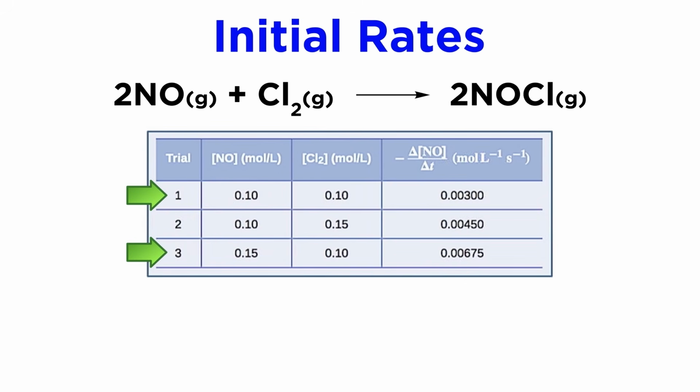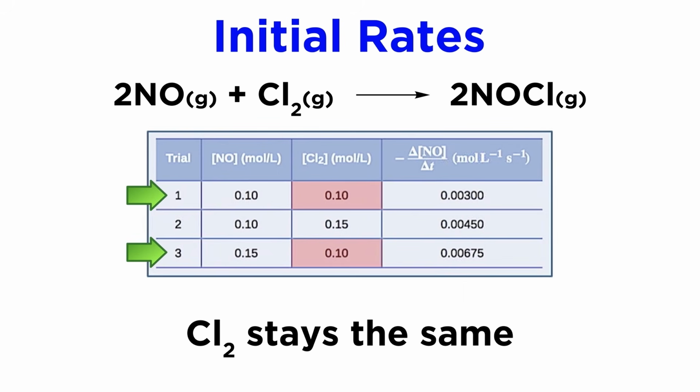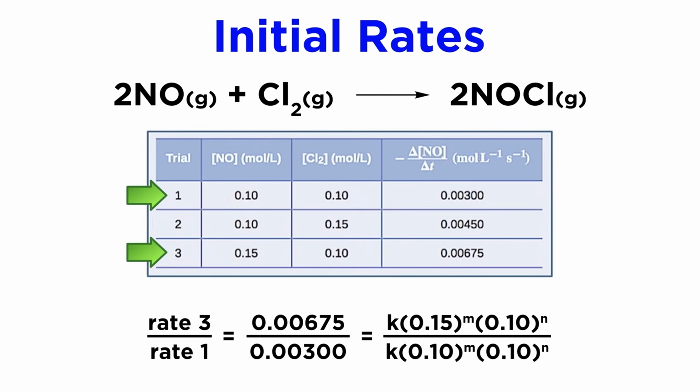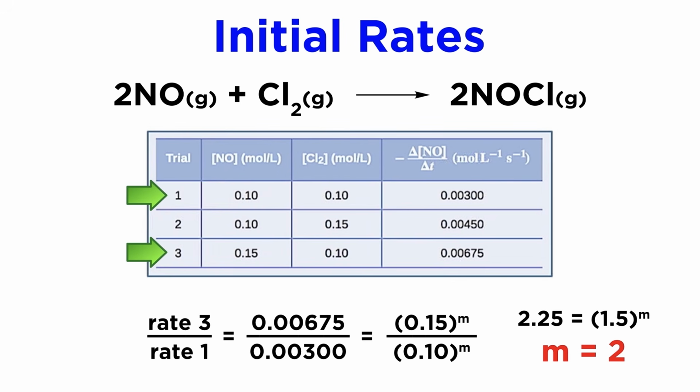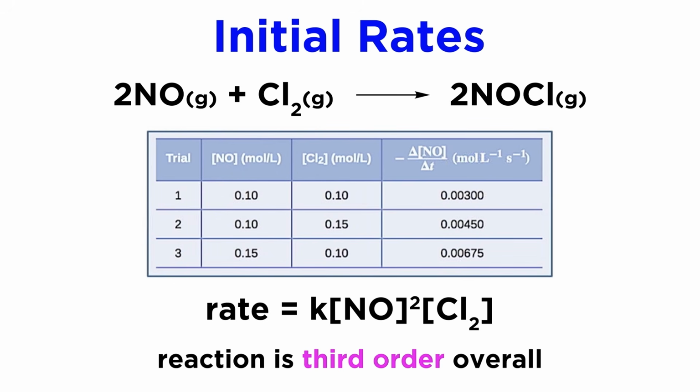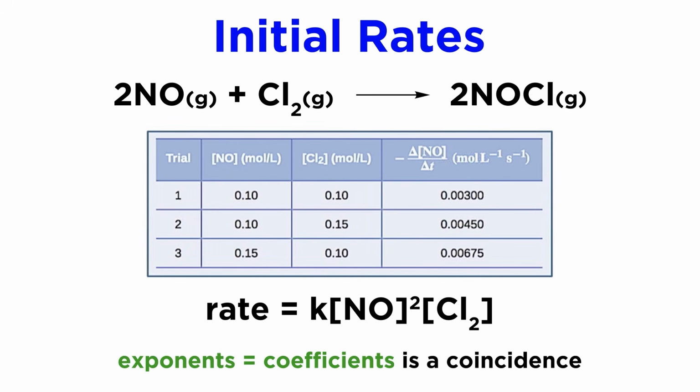Now compare trials 1 and 3. Chlorine concentration stays the same, but NO concentration increases by 50%. Let's do the same thing we did for the first two trials. Place the rate law for trial 3 over the rate law for trial 1. Everything will simplify just like it did the first time, and we can solve for M, which must be 2. That means this will be the rate law, which makes the reaction third order overall. Note that although the orders for each reactant match the stoichiometric coefficients, this is simply a coincidence.